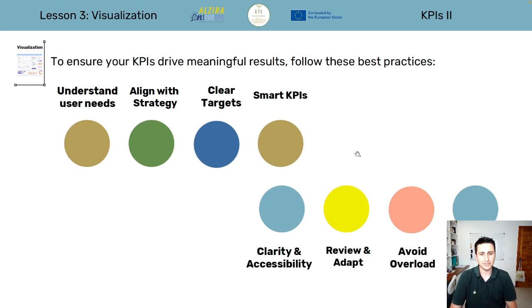And then define SMART KPIs. They should be specific, measurable, achievable, and the R is "reto" in Spanish. Just one second, I don't remember the word in English. Sorry.